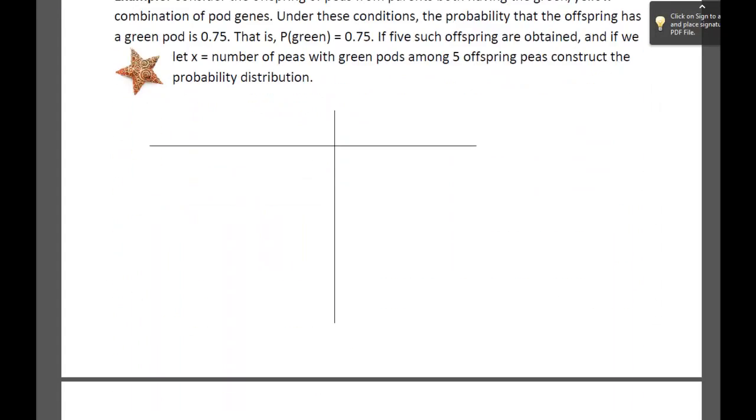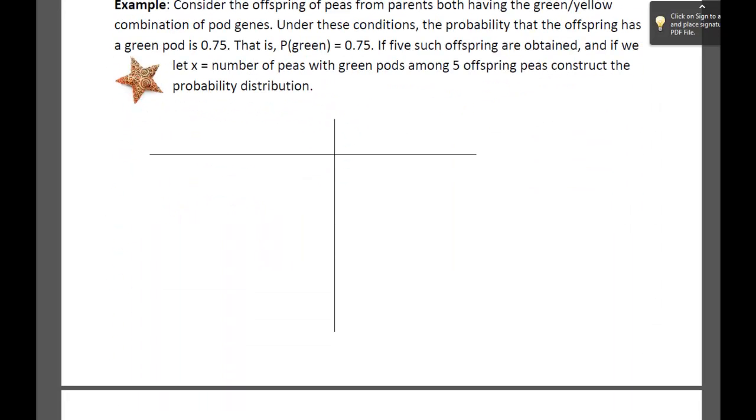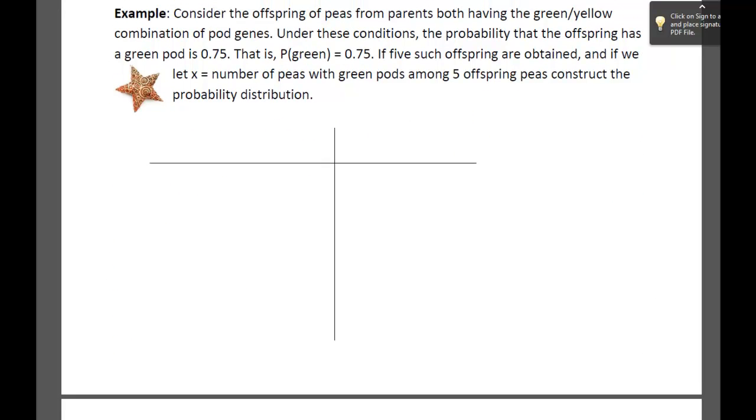It says, consider the offspring of peas from parents both having the green-yellow combination of pod genes. Under these conditions, the probability that the offspring has a green pod is 0.75. That is, probability of green is 0.75.